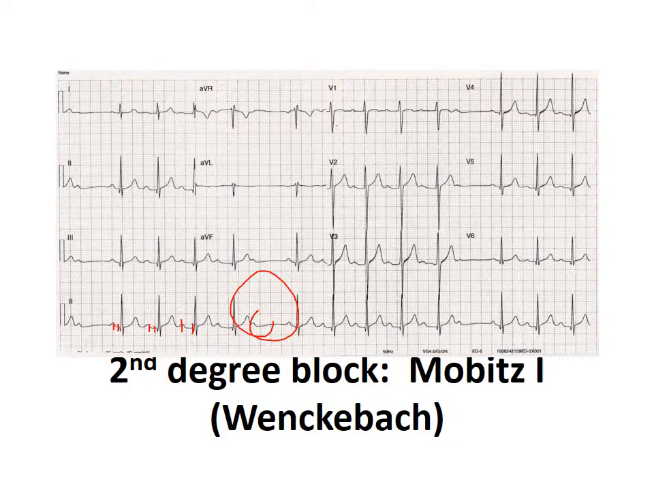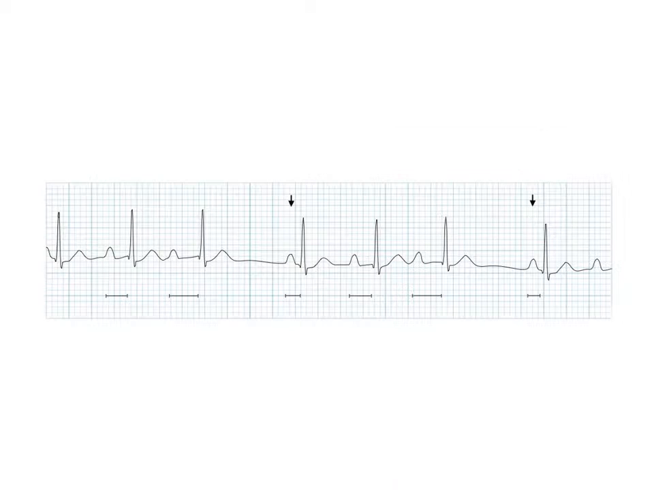Not as severe as the Mobitz 2. The Mobitz 2, the PR intervals are actually normally spaced, looks okay, and all of a sudden you just drop a beat out of nowhere. So it doesn't even warn you, it just drops it. Okay? So here's a Wenckebach.